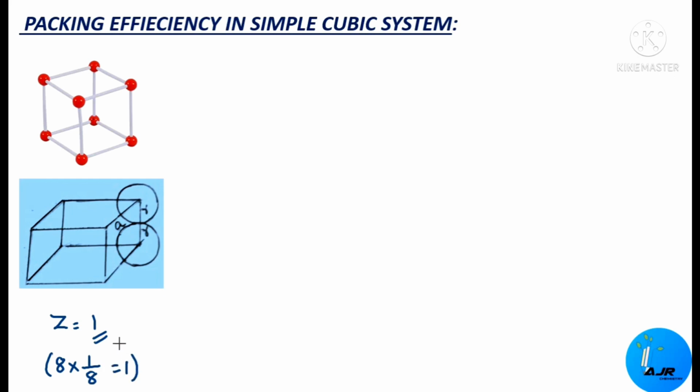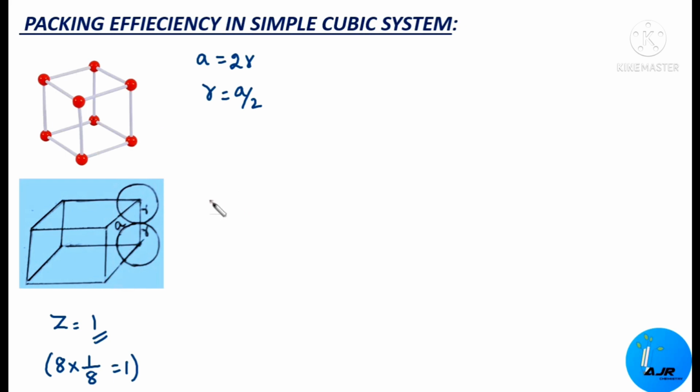Now from the figure, it is clear that the edge length a is equal to 2r, is it not? It is r plus r, so 2r. a is equal to 2r, so r is equal to a by 2. Students, what is r? It is the radius. What is a? It is the edge length.